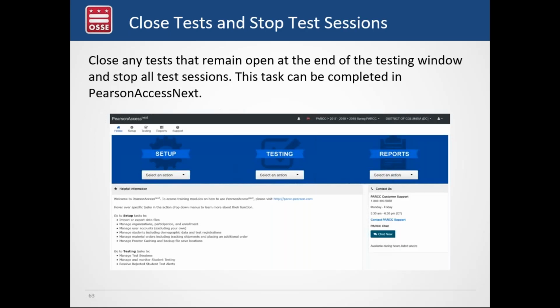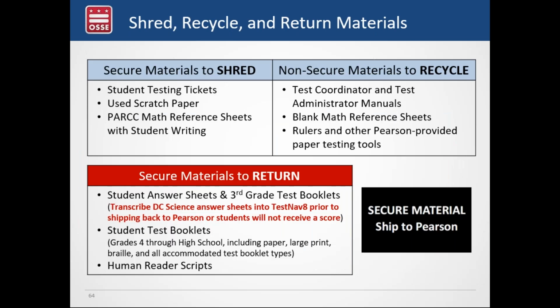Closing out the test in the system is pretty simple in Pearson Access Next. At the end of the test window, the sessions just get stopped. There's a stop button that you'll hit, and you can do that whenever all of the students in a session have completed their work.